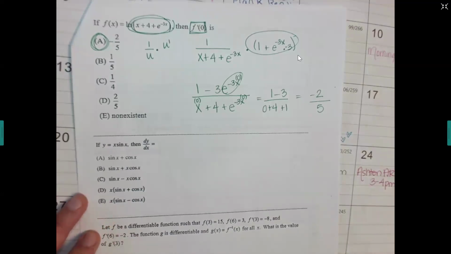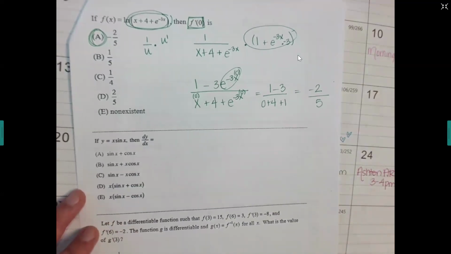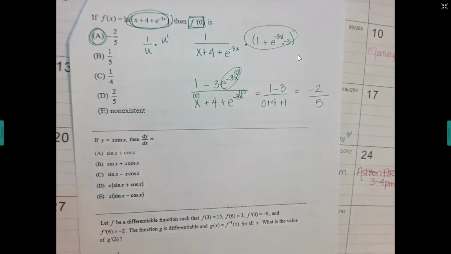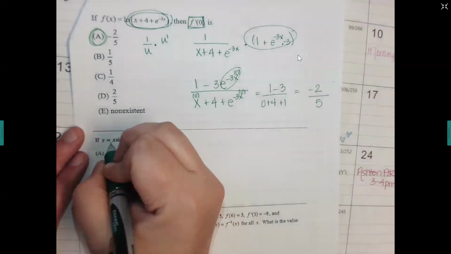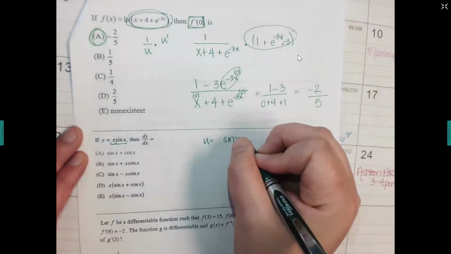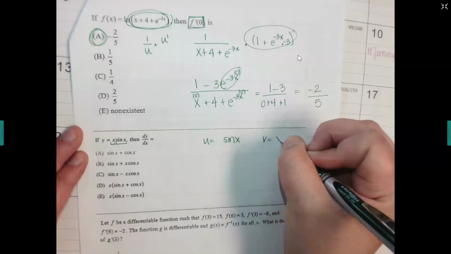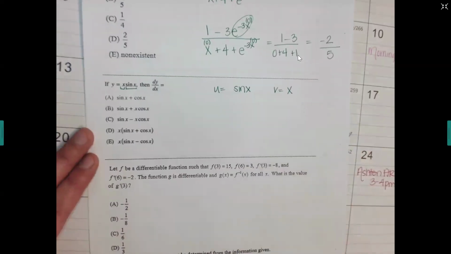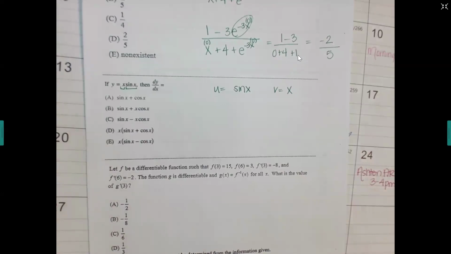Next question. Product or quotient or chain for this guy? Product. What would be your pieces of your product? X times sine X. Okay, and then I wrote those out of order, but remember, it doesn't matter. As long as you list your 2 pieces, take the derivative, add your diagonals, you're good to go. So go ahead and give that one a shot.